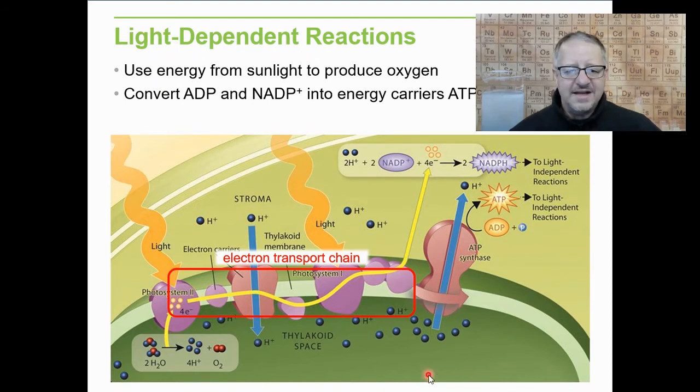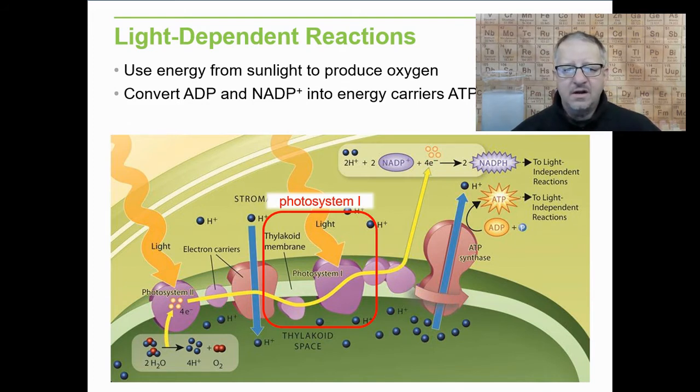All right, so that's the electron transport chain. Let's take a look at photosystem 1 now. Photosystem 1 gets some energy in as well, because the energy is getting used up from photosystem 2, and so those electrons are a little less active. And what happens in photosystem 1 is they get another jolt of energy from sunlight, and that recharges them a bit more, and they continue doing their work of converting NADP plus into NADPH.